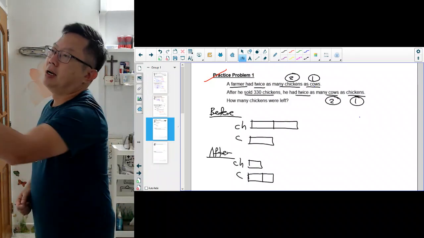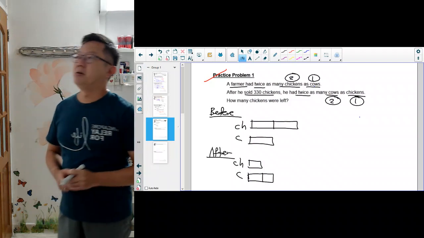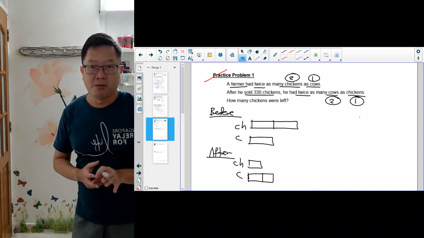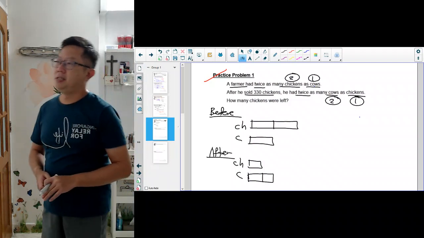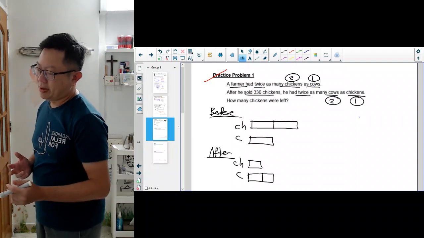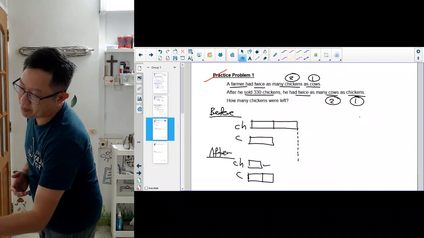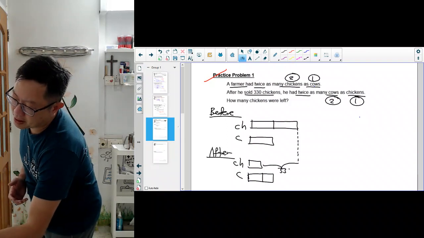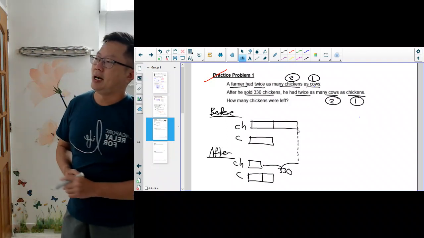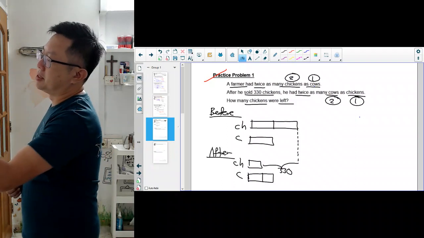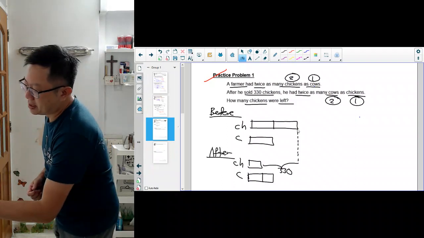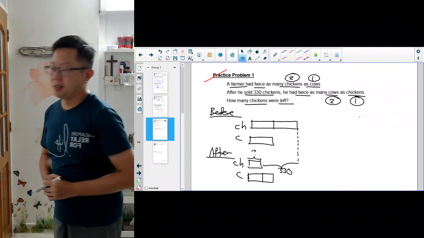Okay, and then what do we do next? Then you continue to add on to your model. He sold 330 chickens, so where do you put the 330 chickens that he sold on the model? This is where you put the 330 chickens that he sold, and the question mark, how many chickens were left, will be over here, and your model is done.